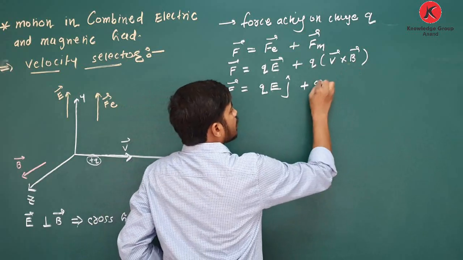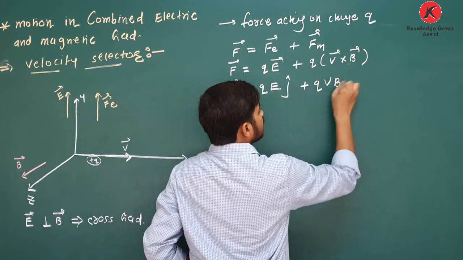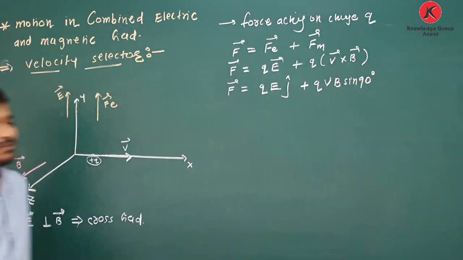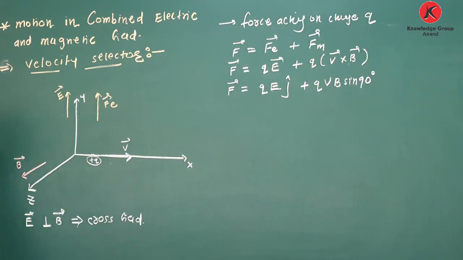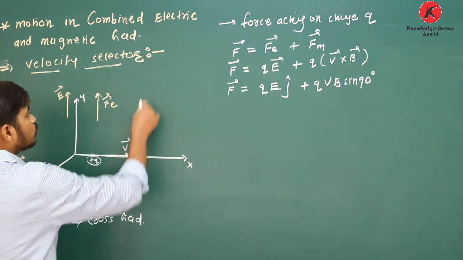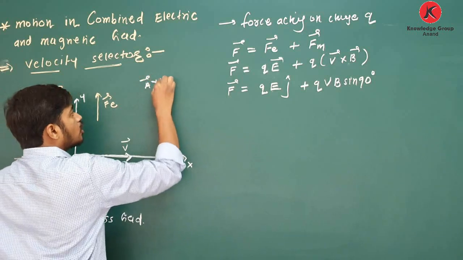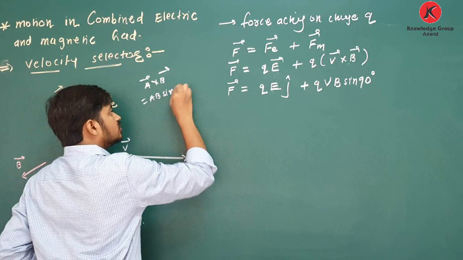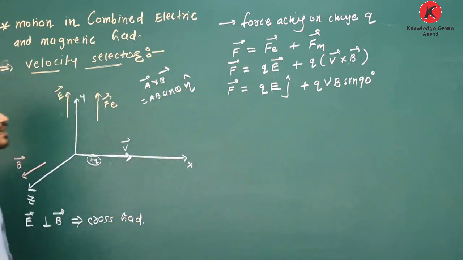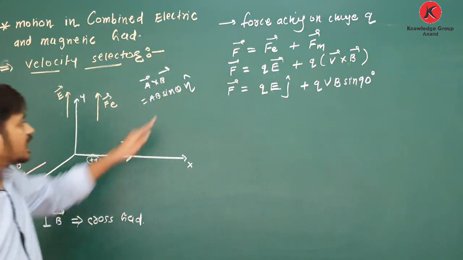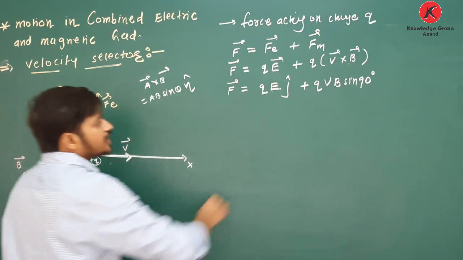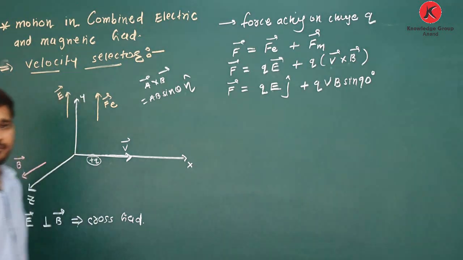How to solve this? Q, V, B, sine 90. Yes or no? Yes, Q, V, B, sine 90. See, V and B are perpendicular to each other. So Q, V, B, sine 90. Now remember students, we know that A cross B is equal to AB sine theta n caret, where n caret is the direction of their cross product. So what is the direction of the cross product of V cross B?